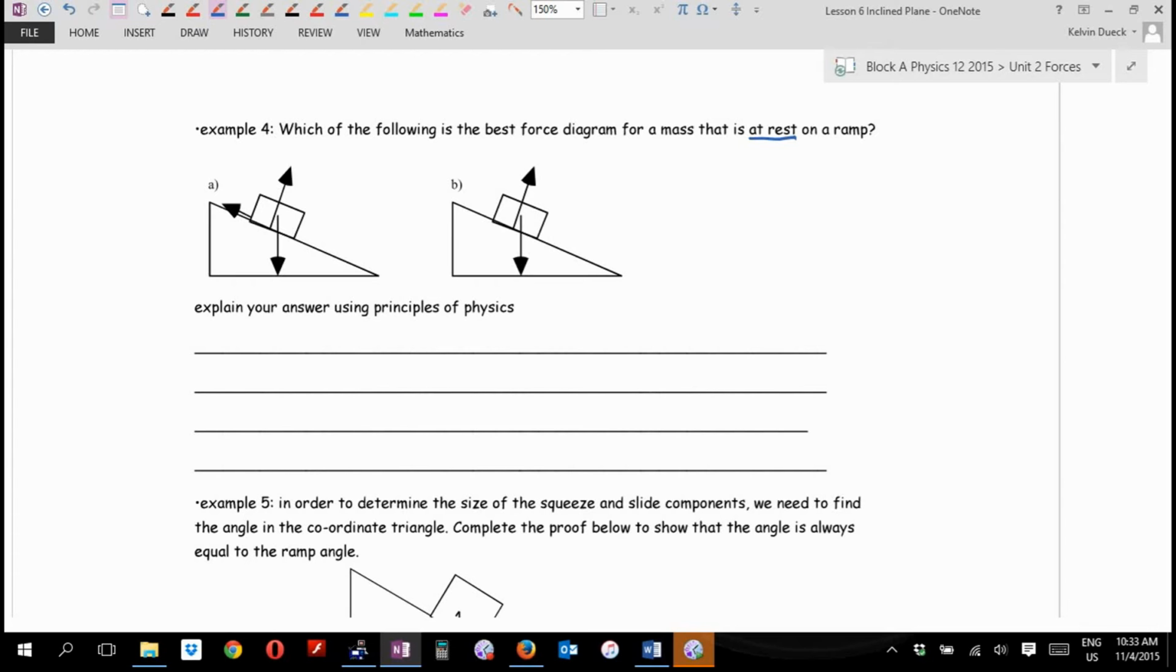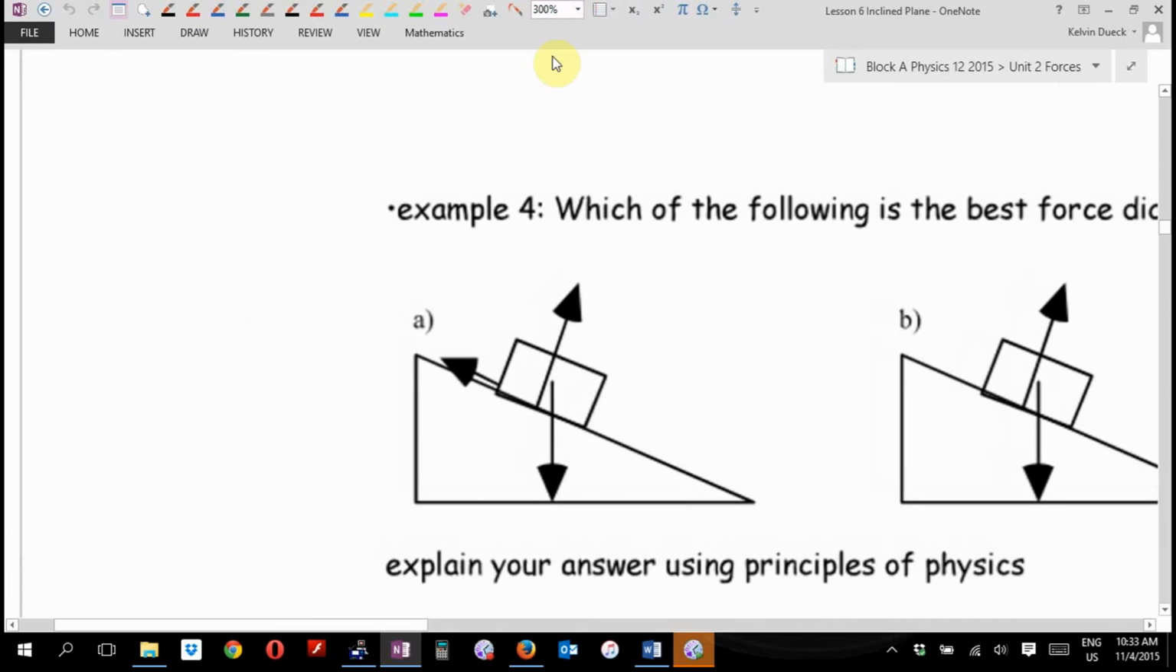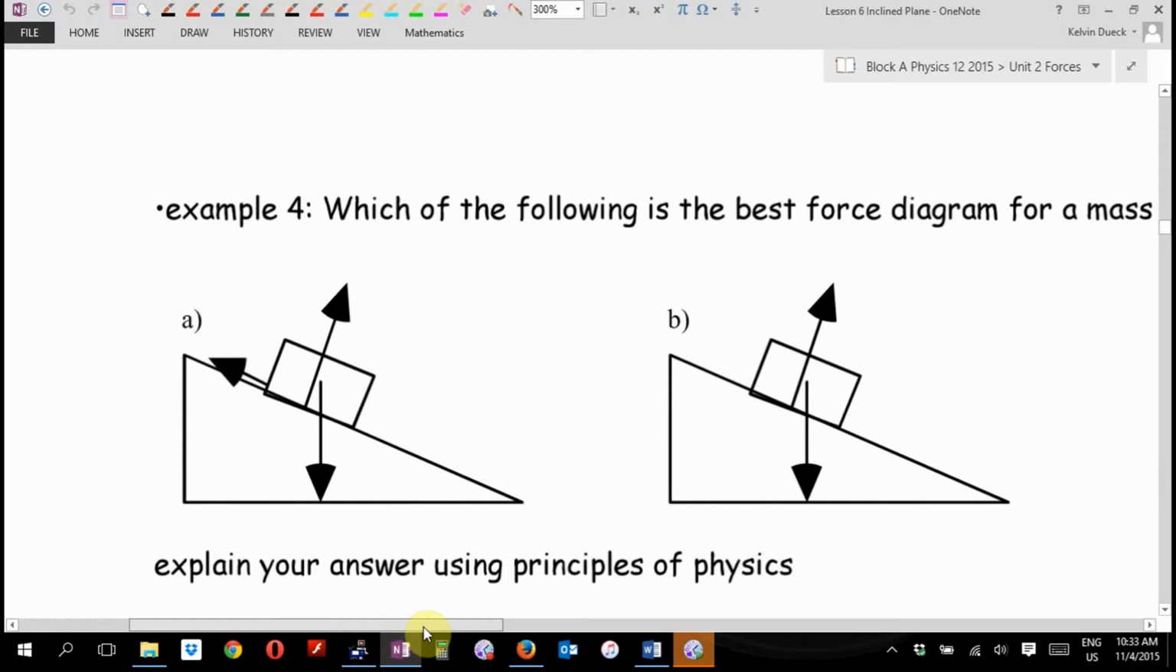Which of the following is the best force diagram for a mass that is at rest? A or B? And convince me. Leonard: A, because we need friction to be addressed.